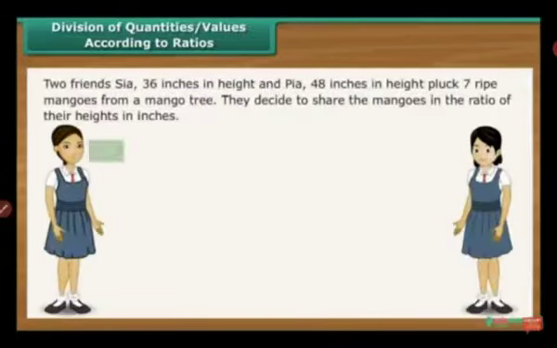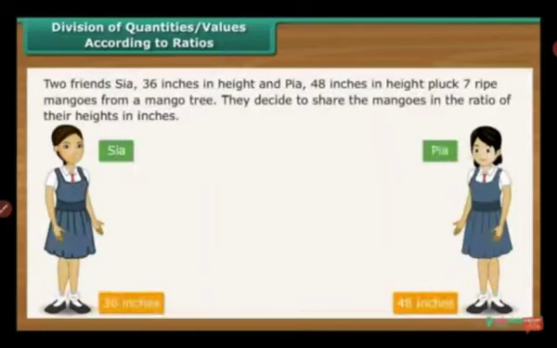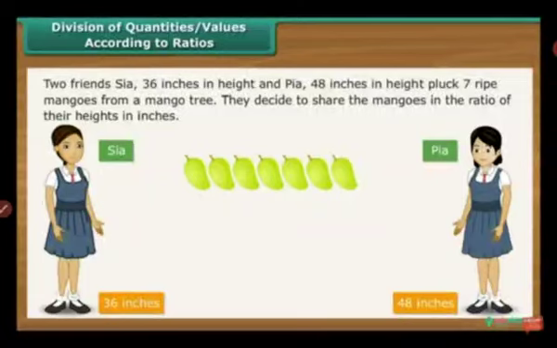Division of quantities and values according to ratios. Let us now use ratios to divide quantities and values. Two friends, Sia, 36 inches in height, and Pia, 48 inches in height, pluck 7 ripe mangoes from a mango tree. They decide to share the mangoes in the ratio of their heights in inches. How many mangoes will each friend get to eat?